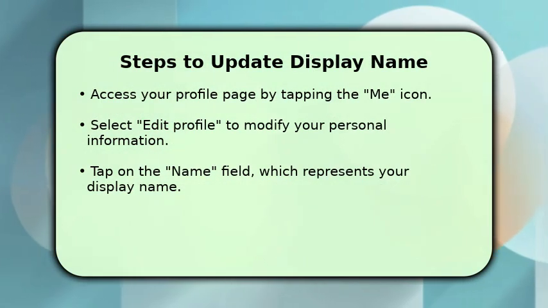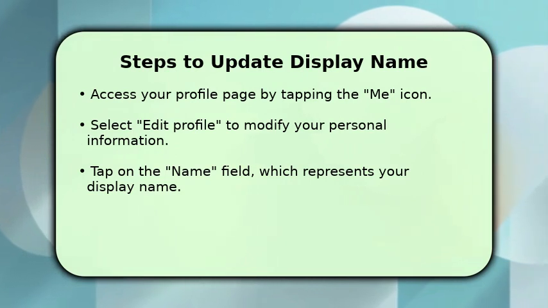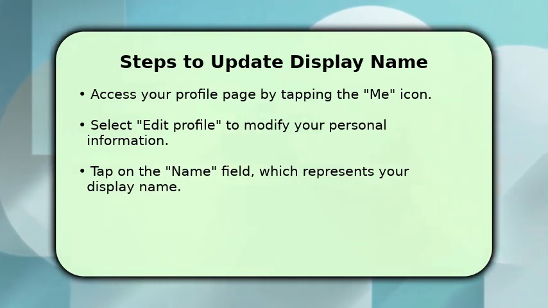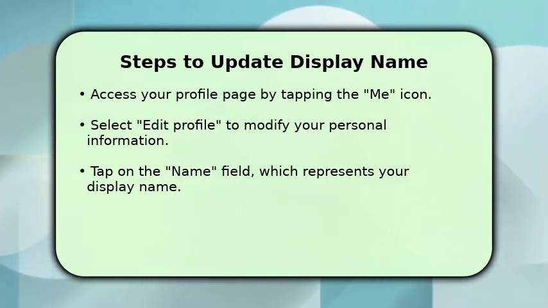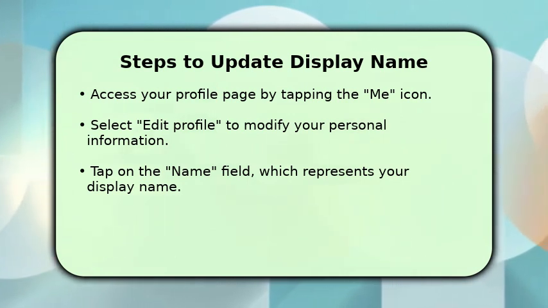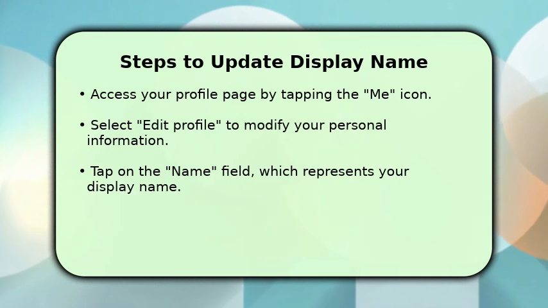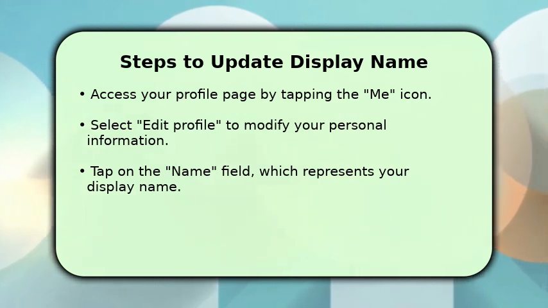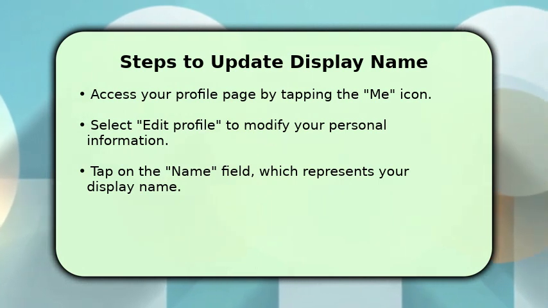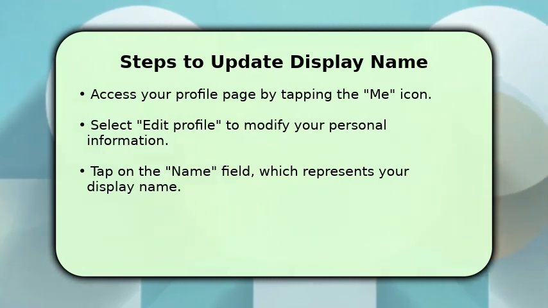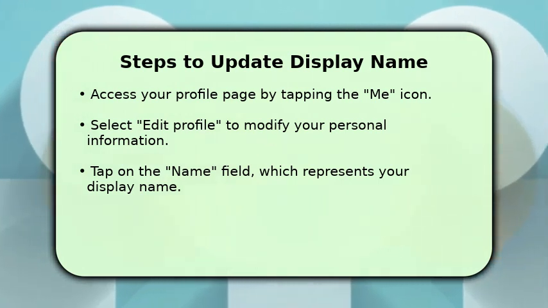Changing your display name is much simpler and more flexible. Start by going to your profile page within the TikTok app. Next, tap on the Edit Profile option. You'll see a field simply labeled Name. This is where you can modify your display name. Tap on it, type in your new preferred name, and then save your changes. Your display name will update instantly, and you can change it as many times as you wish.